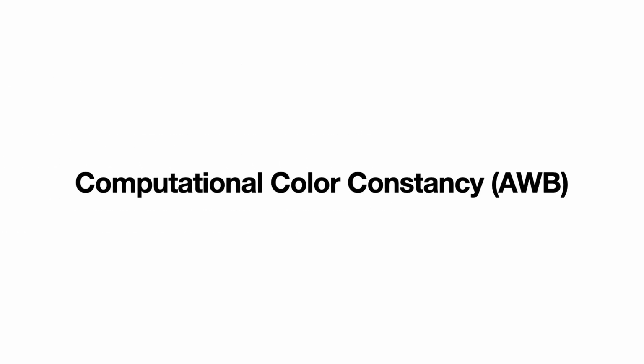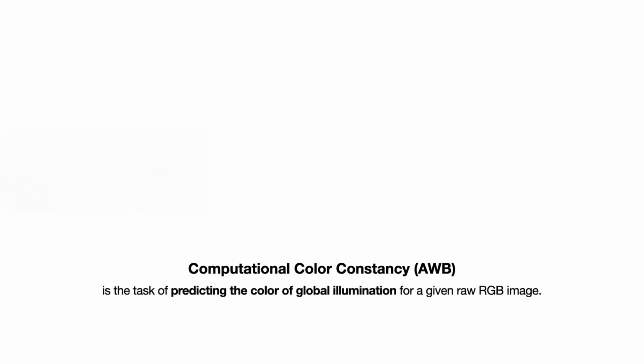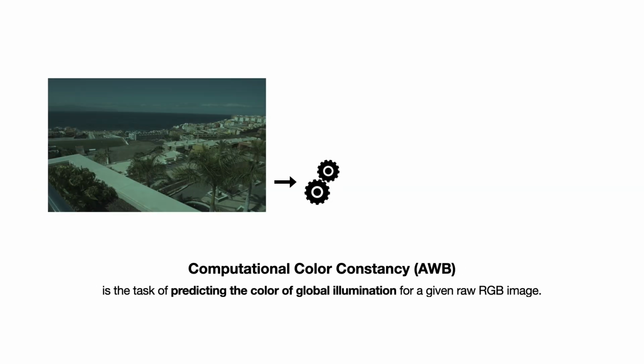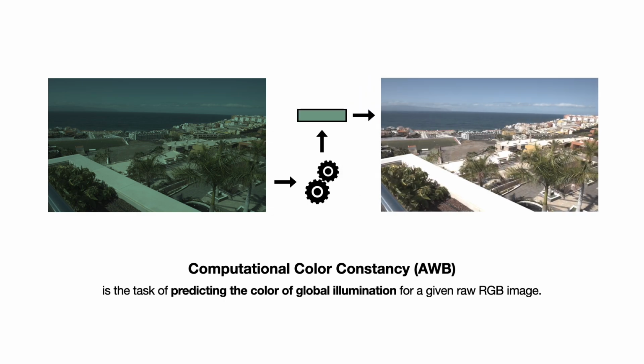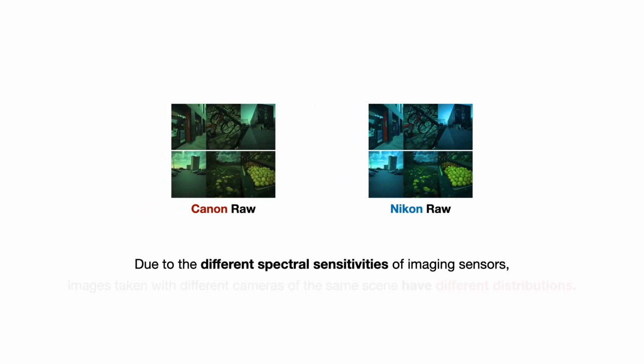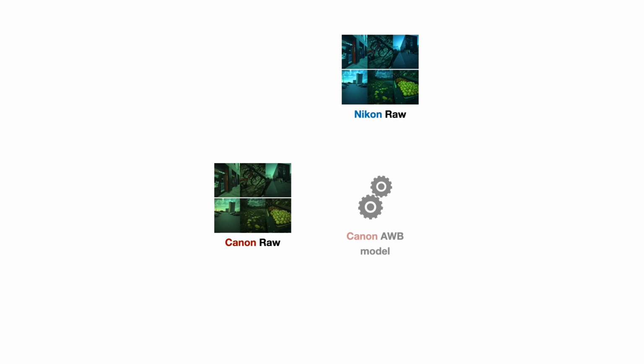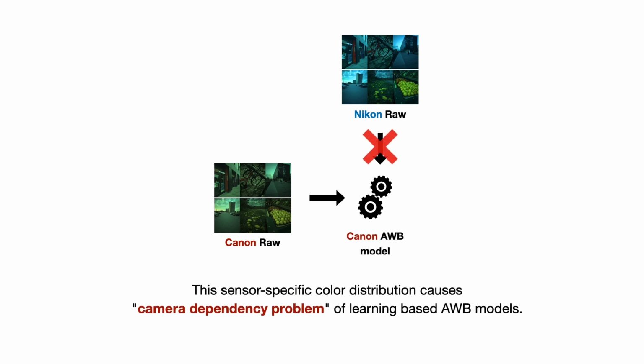Computational color constancy, also known as auto-white balancing, is the task of predicting the global illumination color for a given raw RGB image. However, due to the different spectral sensitivities of imaging sensors, images taken with different cameras of the same scene often have very different color distributions. This sensor-specific variation leads to what we call the camera dependency problem in learning-based AWB models.